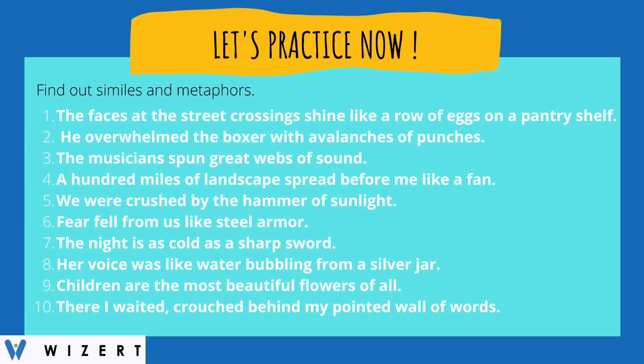Let's practice now. Here there are 10 sentences given. You have to find out the similes and metaphors used among these. 1. The faces at the street crossings shine like a row of eggs on a pantry shelf. 2. He overwhelmed the boxer with avalanches of punches. 3. The musicians spun great webs of sound.